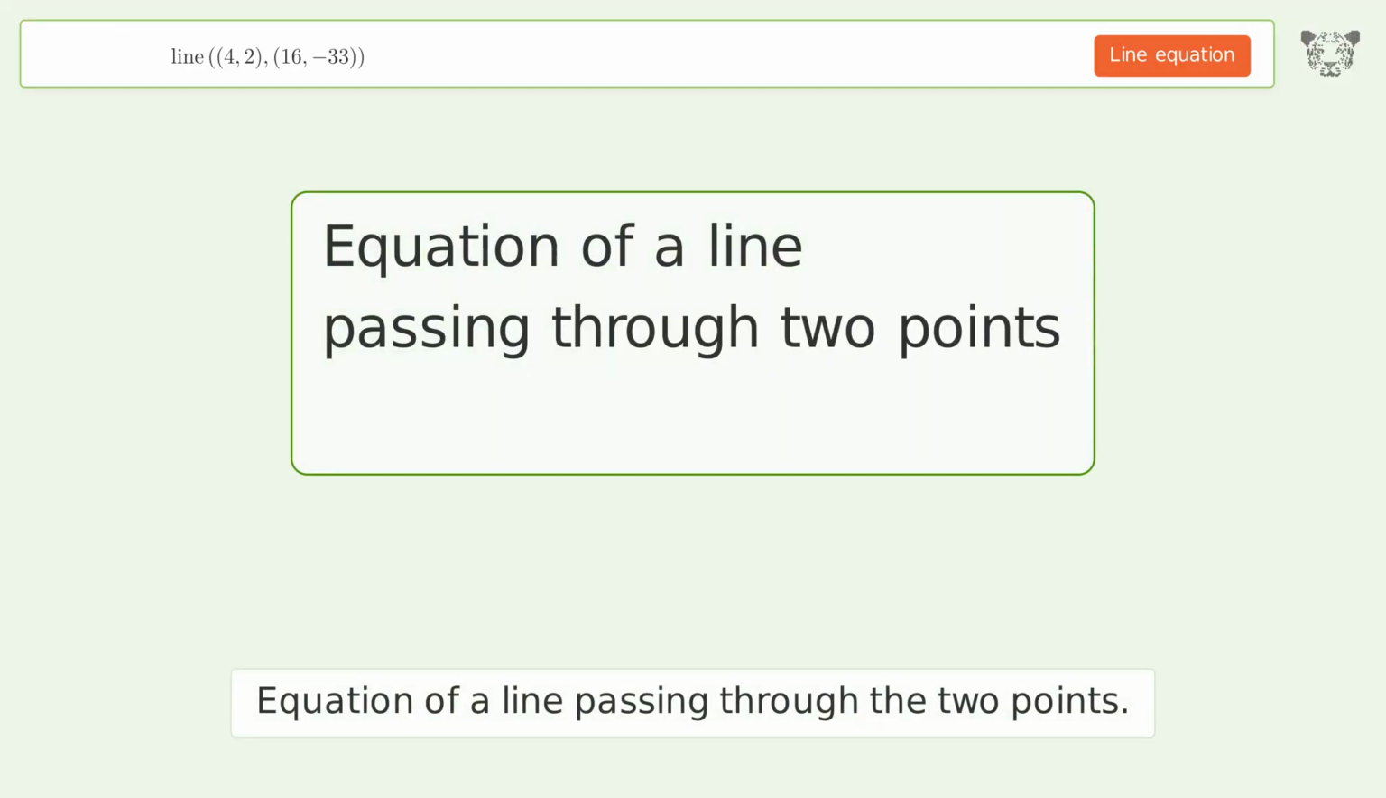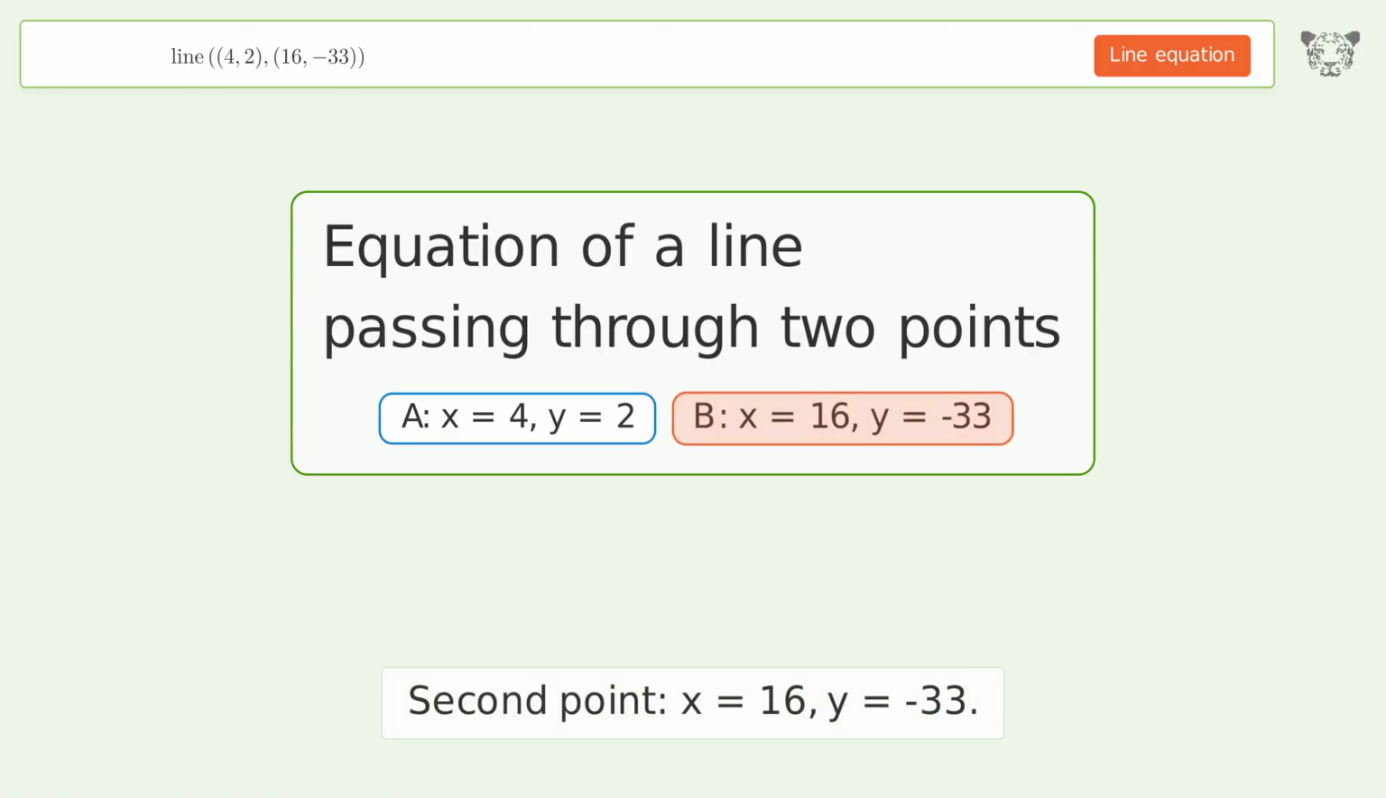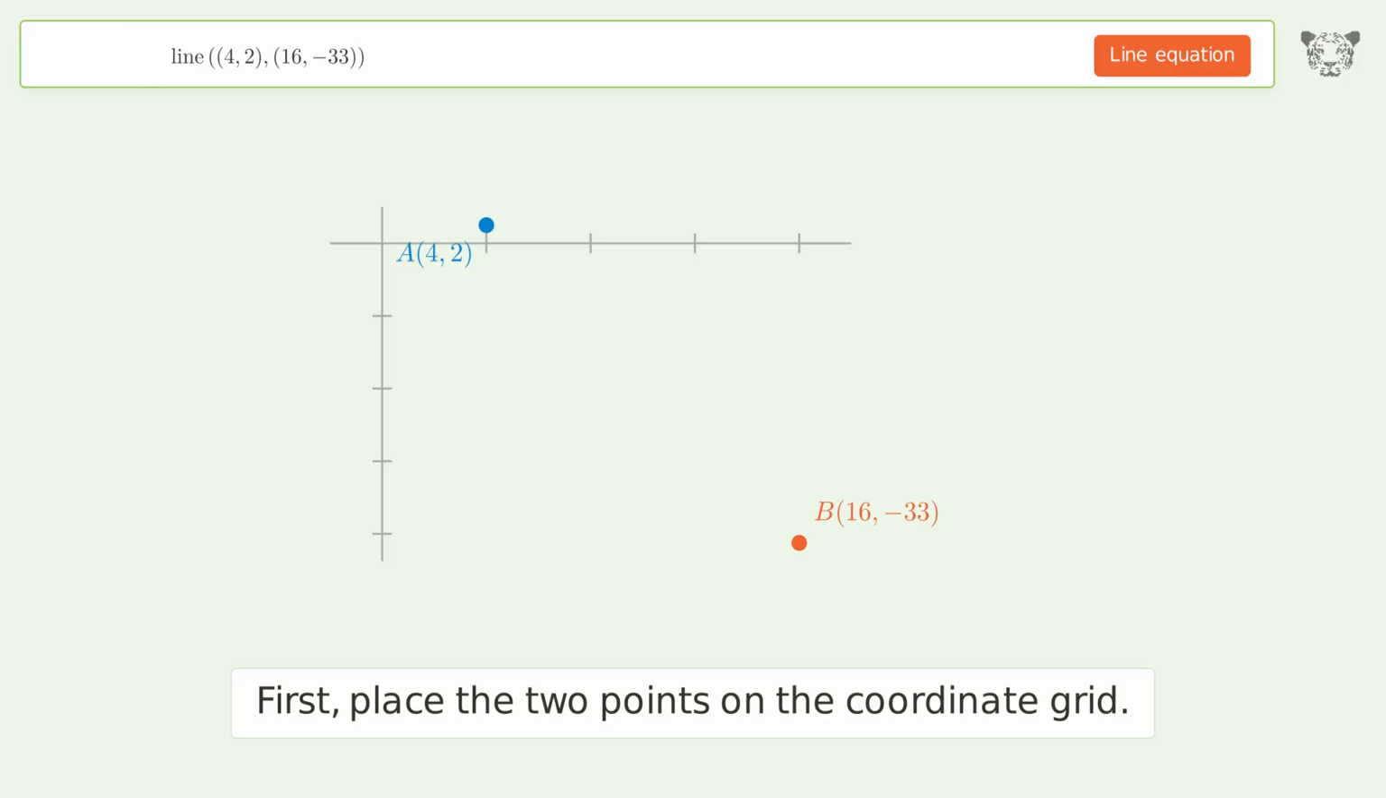Equation of a line passing through 2 points. The first point has x equals 4, and y equals 2. The second point has x equals 16, and y equals negative 33. First, place the 2 points on the coordinate grid.